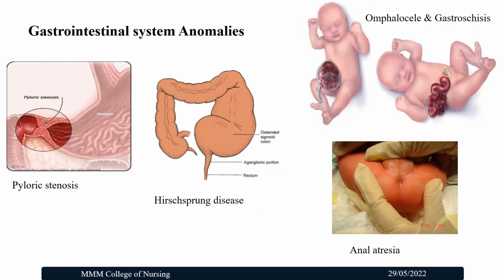Pyloric stenosis is a thickening or narrowing of the pylorus, that is, the muscles of the stomach. And Hirschsprung's disease is a developmental disorder characterized by absence of ganglions in the distal colon and is otherwise called megacolon. And omphalocele and gastroschisis is a congenital defect of the abdominal wall resulting in intestinal herniation from the umbilical cavity. In omphalocele, there is a sac covering the abdominal contents. And anal atresia is an absence of anal opening.